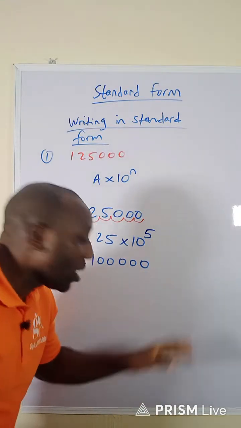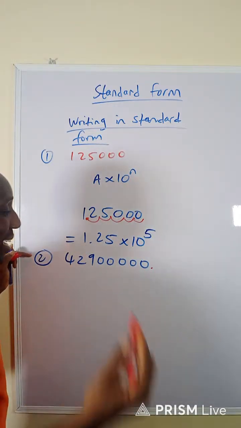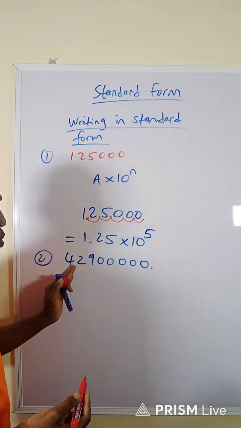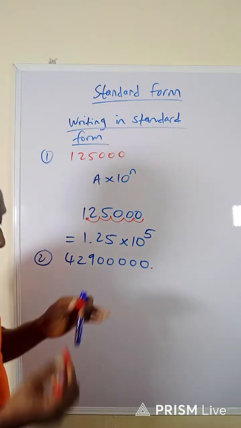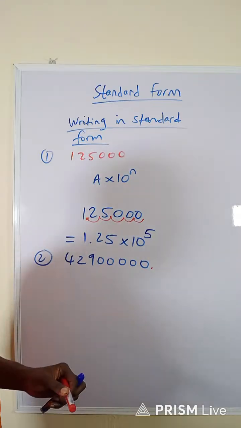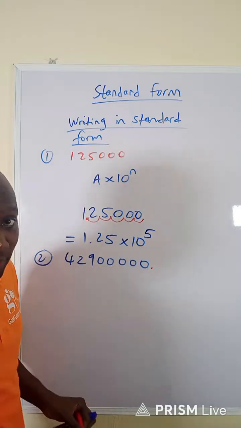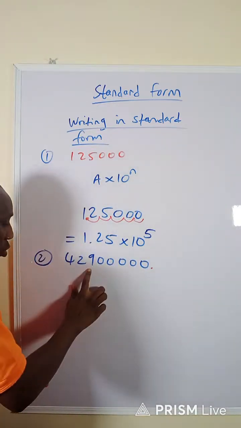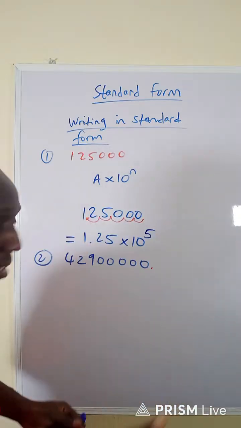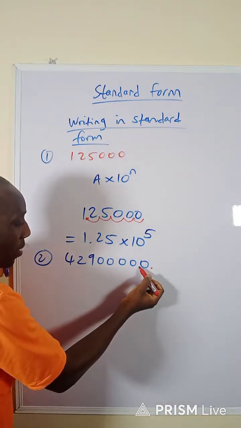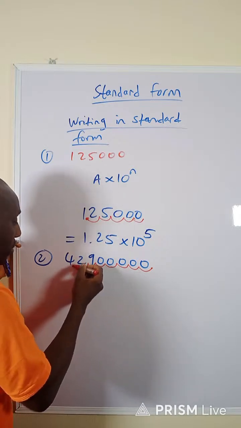You look for where there's a decimal point. If there's none, just know that it is at the end of the number. So we start counting until we get to 4 point something. If you do 42 point something, then it's wrong because it's more than 10. It has to be between 1 and 10. A single digit, not 42, just 4 point something, then times 10 raised to some power. So from here we count 1, 2, 3, 4, 5, 6, 7.